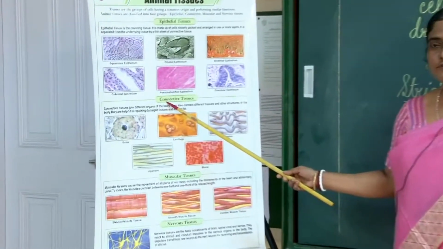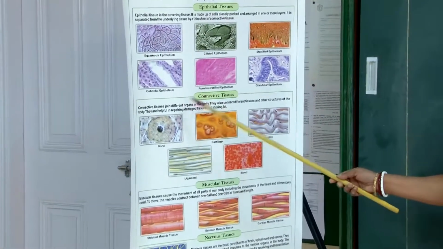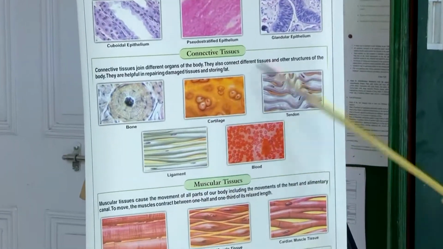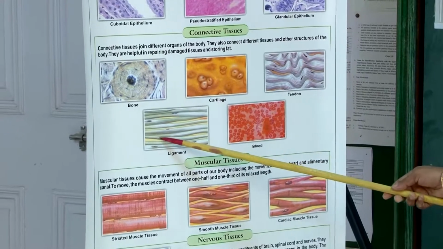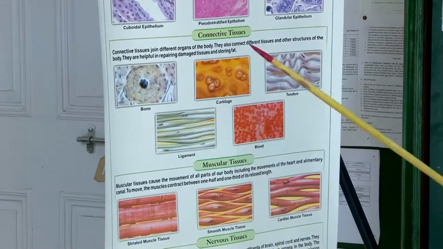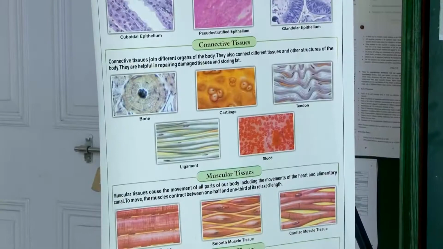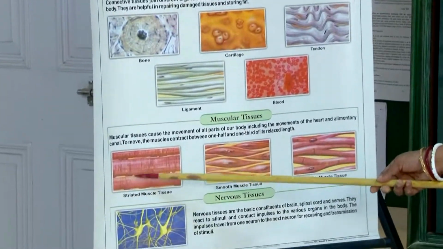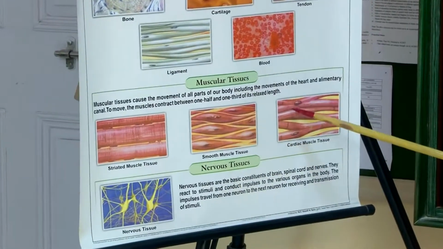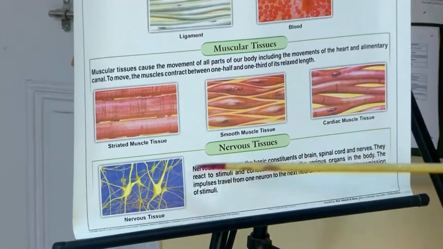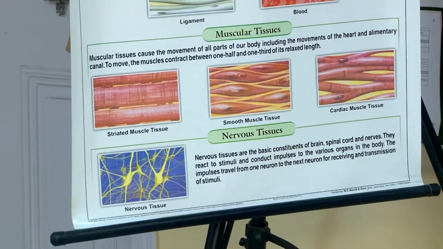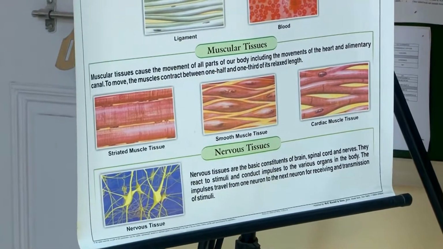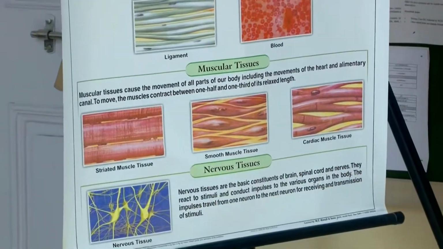Connective tissues are also of various types. It can be bone or cartilage, the skeletal types, the tendon and ligaments, the proper tissues, and blood and lymph, they are called as the fluid connective tissues. The muscular tissues are of 3 types: striated, smooth and cardiac. Nervous tissues, there is no division. Nervous tissue is made up of the structural and functional units known as neurons.